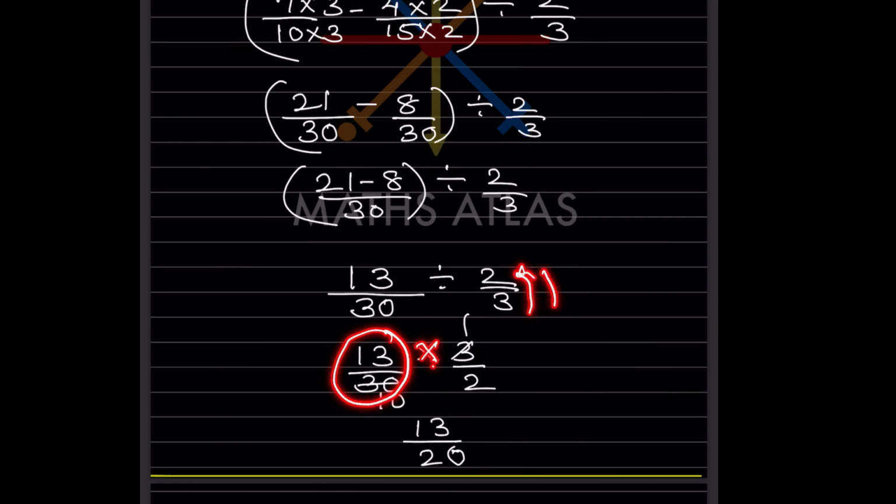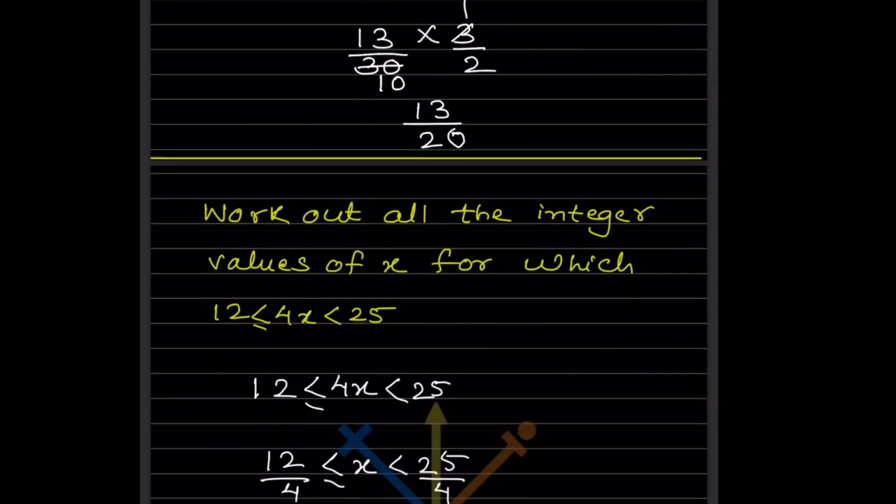So this is going to be 3 divided by 2. So 13 by 30 multiplied by 3 by 2, this will be 3 1s are 3 and 3 10s are 30, so it cancels and this will be 13 divided by 20. So this is the answer.